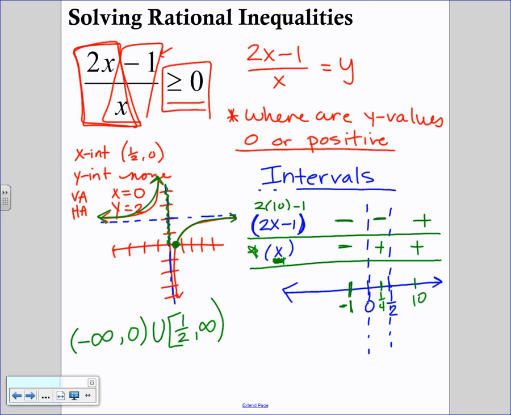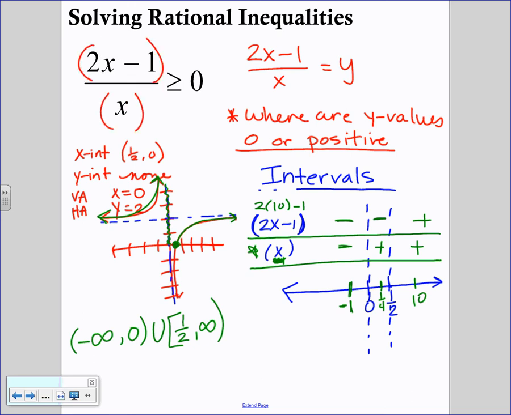Overall, what's going on with this function is that you really have 2x minus 1 divided by x. You're dividing things. What's a negative divided by a negative? Overall, it's a positive. What's a negative divided by a positive? Overall, it's a negative value. What's a positive divided by a positive? Well, it's a positive value.